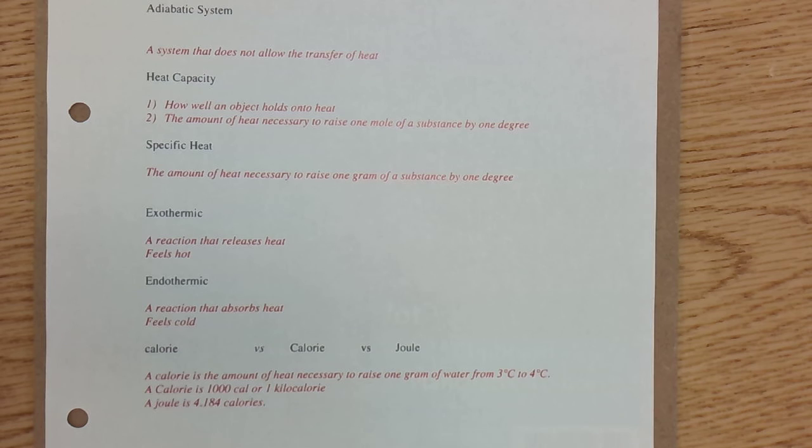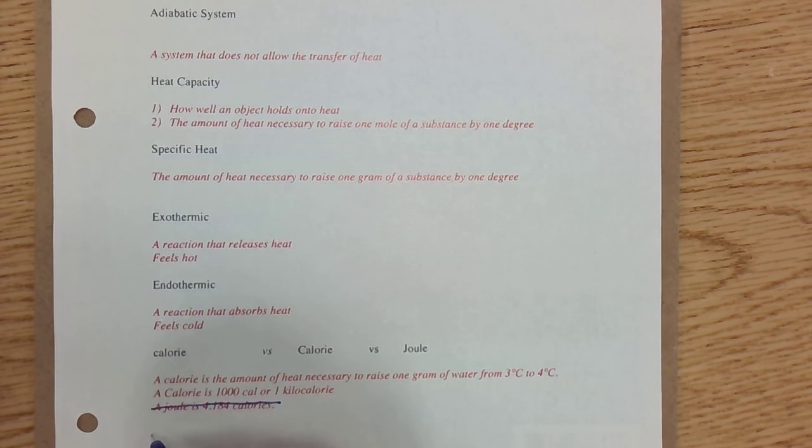A joule, okay, is 4.184 calories. I'm sorry, I said that backwards. A calorie is 4.184 joules. Type that one backwards. Okay, 1 calorie is equal to 4.184 joules, and that is calorie with a lowercase c. All right, that is the end of page 2.